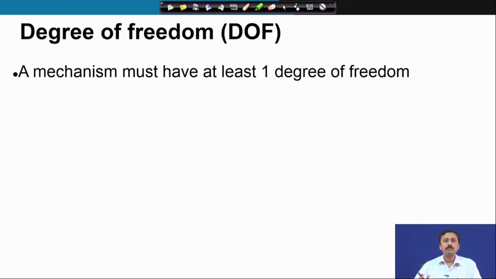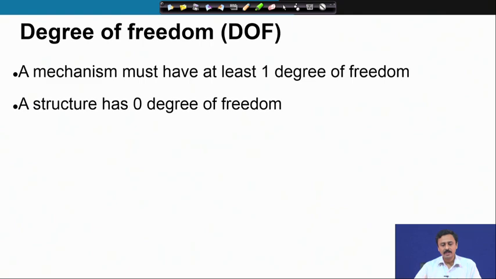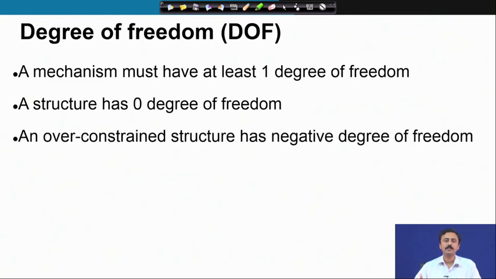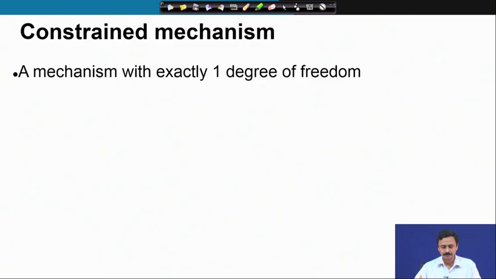And we have also seen what a mechanism is. It is a collection of links with interconnections which has at least one degree of freedom. If it has got 0 degree of freedom, then it is a structure. If it has got negative degrees of freedom, then it is an over constrained structure.